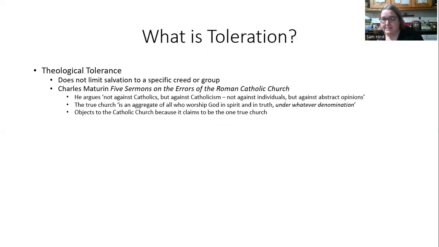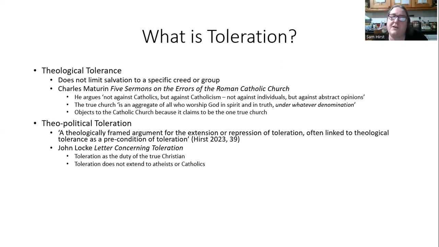So there's theological tolerance. This is where we do not limit salvation to a specific creed or group. And Charles Maturin's, ironically enough, Five Sermons on the Errors of the Roman Catholic Church are a great example of this. As the name implies, it offers virulent political and theological critiques of Catholicism, but he argues not against Catholics, but against Catholicism, not against individuals, but against abstract opinions. He says that the true church is an aggregate of all who worship God in spirit and in truth under whatever denomination. And he objects to the Catholic Church specifically because it claims to be the one true church, because it is an excluding church and a persecuting church. So theological tolerance, as we've already seen, is quite commonly advocated in different Gothic texts.